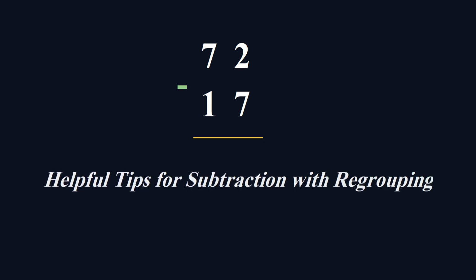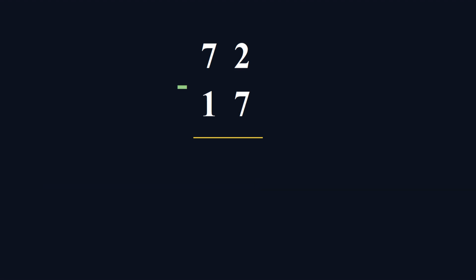In this point of the video, let's solve this subtraction problem. 72 minus 17. The ones column is on the right and the tens column is on the left. We start solving the subtraction problem by subtracting the numbers in the ones column.